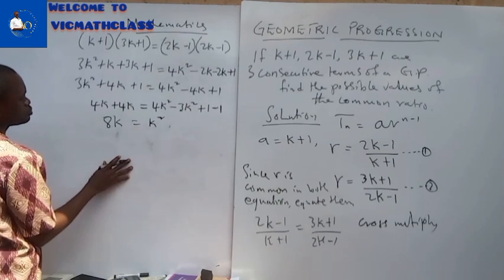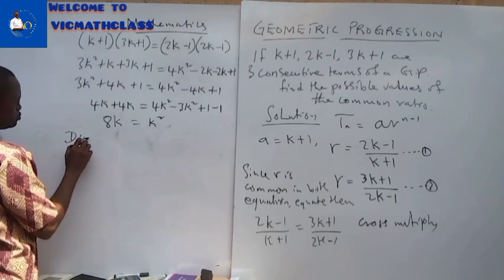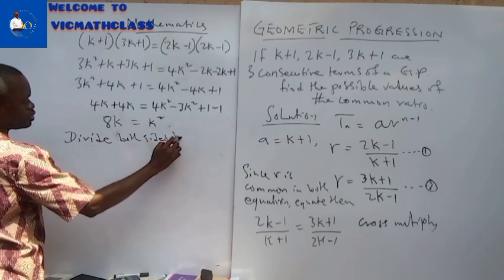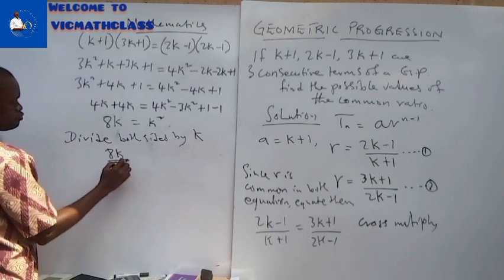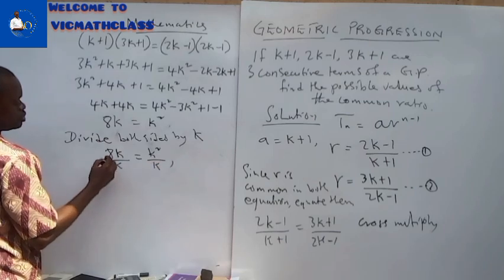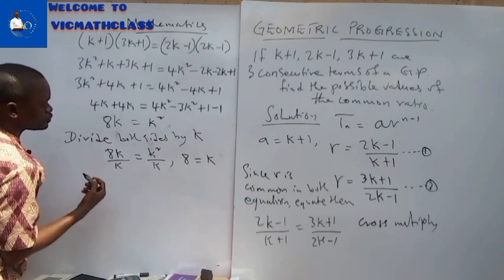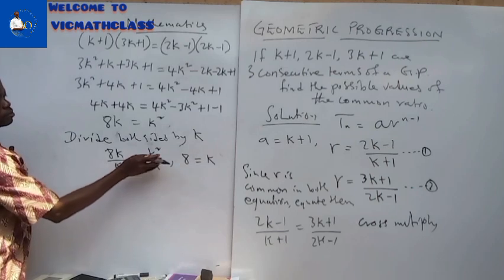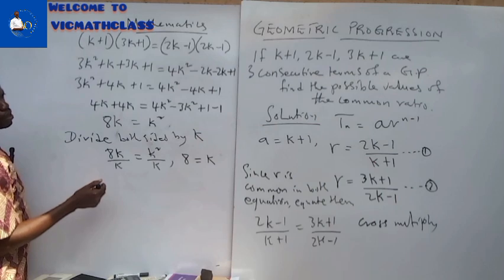Okay, this has gone. So, do you realize that at this level, I can say divide both sides by k, so that I can now have this reduced to 8k over k equals k squared over k, so that I will now have here 8 is equal to k. Do we get that? So 8 is equal to k, because this will cancel this, and this is k times k, so this will cancel 1, remaining 1. So k is equal to 8.